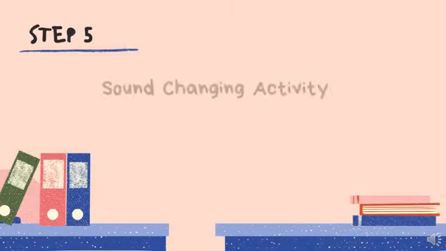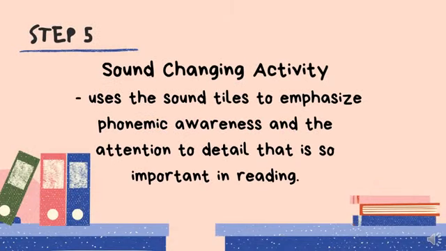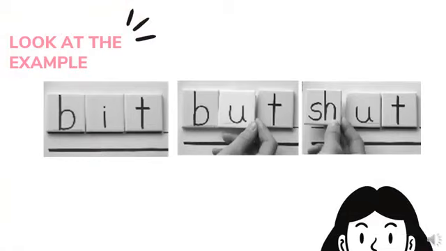Step number 5. Sound changing activity. This activity uses the sound tiles to emphasize phonemic awareness and the attention to detail that is important in reading. Look at the example. The words bit, but, and shot sound different depending on the consonants and vowels used.